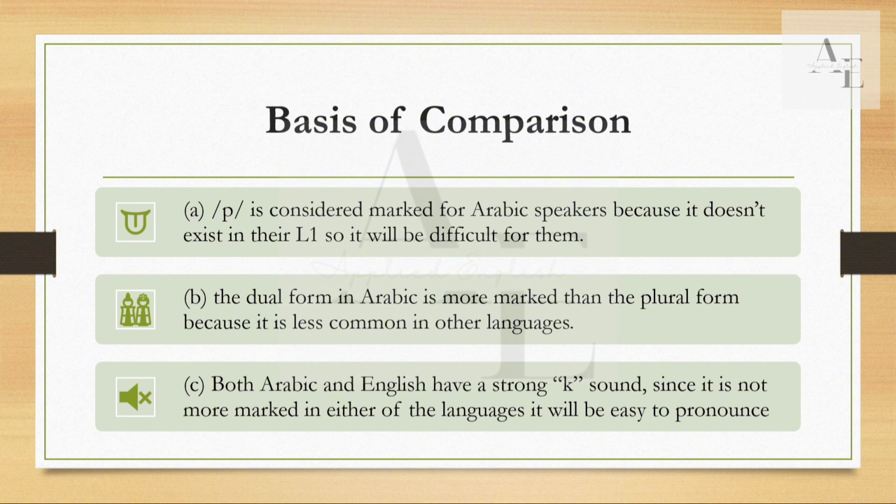And both Arabic and English have a strong K sound. Since it is not more marked in either of the languages, it will be easy to pronounce. So English has the K sound as in cat, and Arabic has the K sound as in kataba. Because both languages have the same sound, it is not more marked in either of the languages. So it's the same. It will be easy to pronounce or to learn this sound for both speakers, whether Arabic speakers learning English or English speakers learning Arabic.